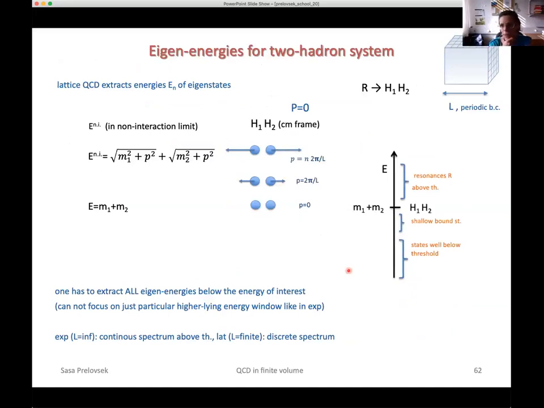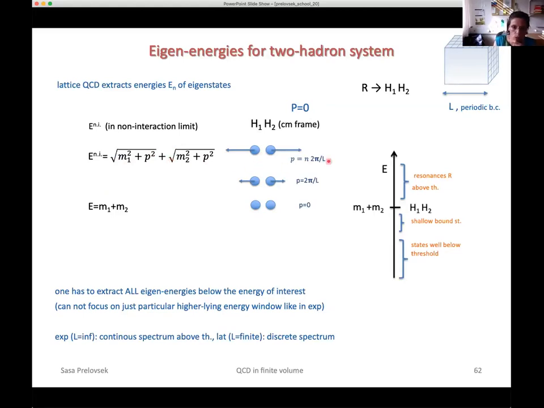So what are the eigenenergies of two hadrons in a finite box if there is no interaction between them first? If there is no interaction, the lowest eigenenergy will be just the sum of their masses. Let me point out that in these lectures I'll consider only the system at rest, with total momentum zero. So they can be all at rest, then they can have back-to-back momentum 2 pi over L, or they can have arbitrary momentum which is a multiple of 2 pi over L due to the periodic boundary conditions. So for example, what is the eigenenergy if they don't interact? It will be just the sum of individual relativistic energies.